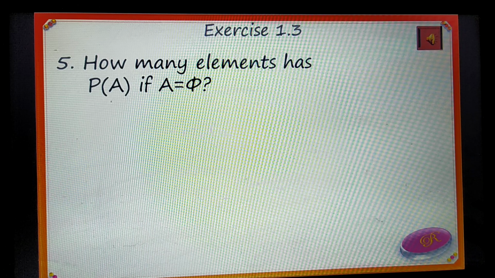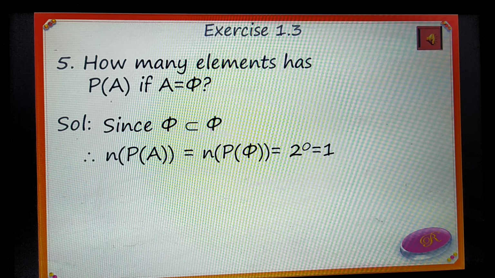Question number 5. How many elements has P of A if A is equal to empty set? Solution. Since A is the empty set, the number of elements of P of A is equal to the number of elements of P of empty set, which is equal to 2 raised to power 0, which is equal to 1.